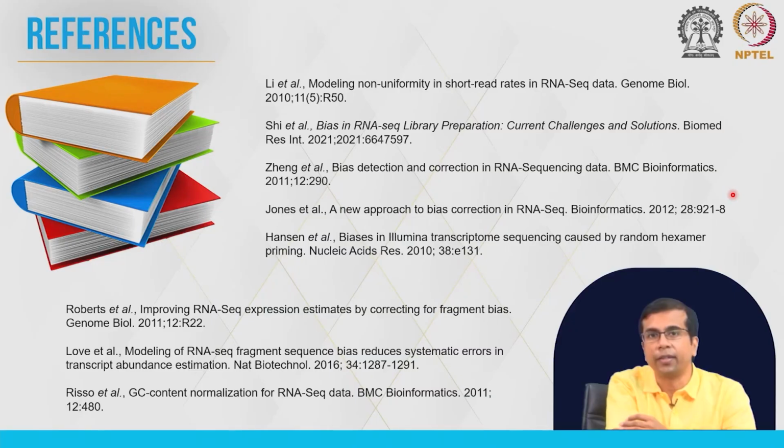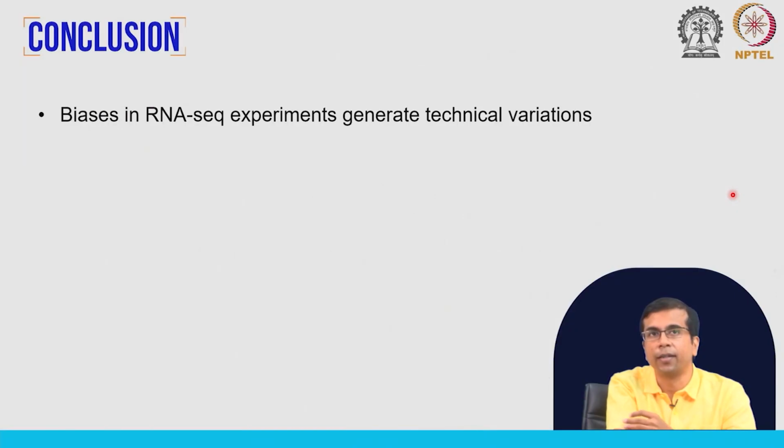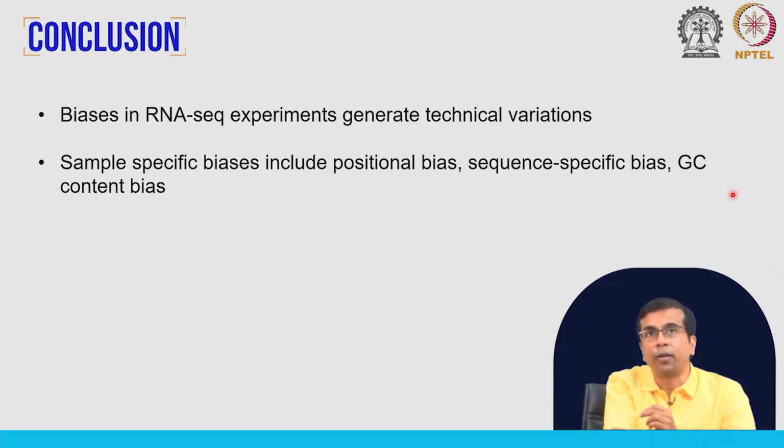Here are the references for this class. To conclude, we have talked about these different types of biases in the data, and these can generate technical variations which we need to account for. We have talked about sample specific biases. These include positional bias, sequence specific bias and GC content bias. We have also mentioned different bias correction methods, which can account for these different biases.